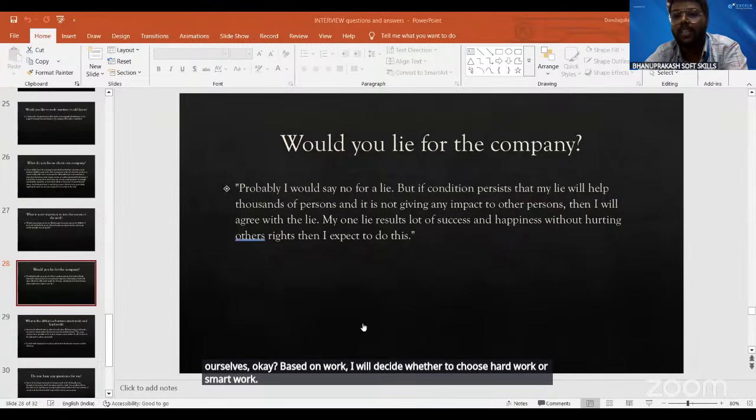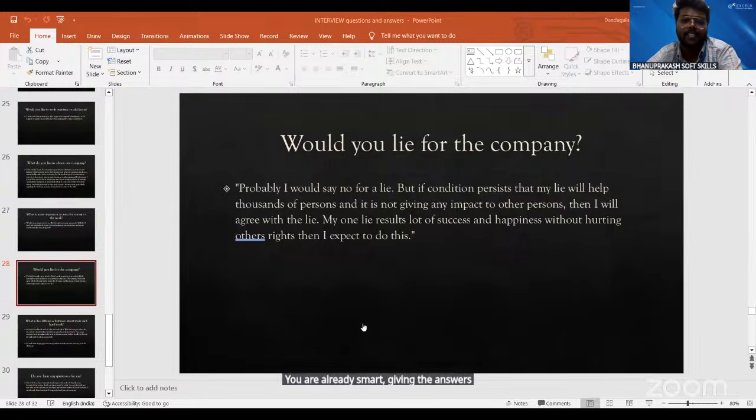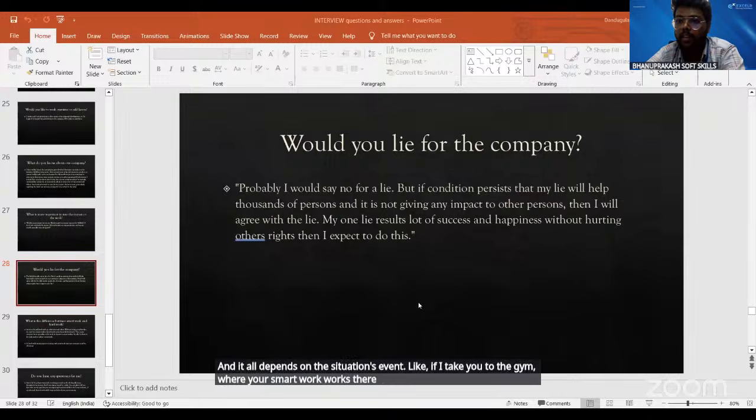You are already smart in giving the answers. But most of the answers that I get are smart work only. Tell me, how can we turn to smart work? Unless we understand the hardness in that, we can't be a smart worker, right? So both are important, and it all depends on the situation. Like if I take you to the gym, where your smart work works there, you need to do the hard work with your body only in the gym, right?